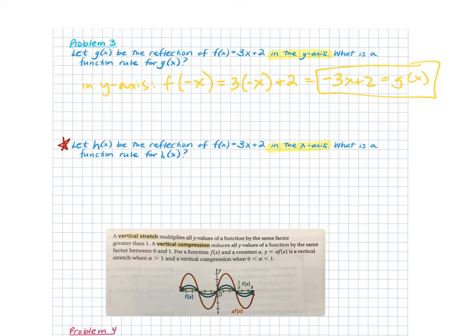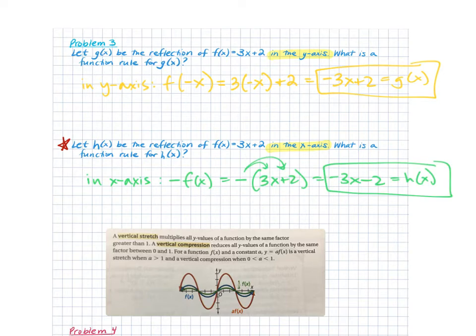Okay. And then, this is the same thing, but this time it's reflected in the x-axis. So see if you can figure out how it's different or how it changes if we're reflecting the same function f of x in the x-axis. What is the function rule? So press pause and try this one on your own, and then let's check back when you're done.